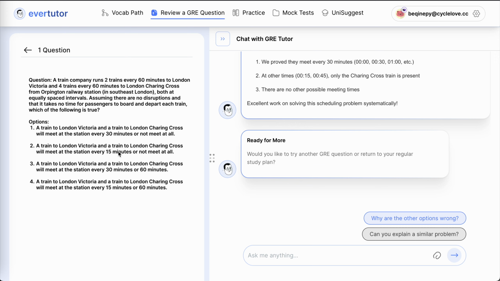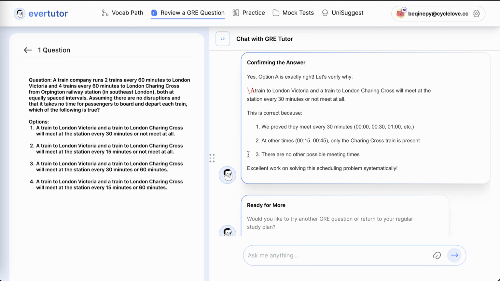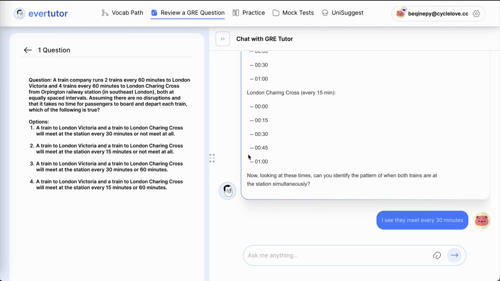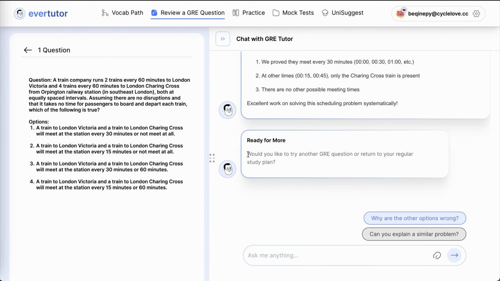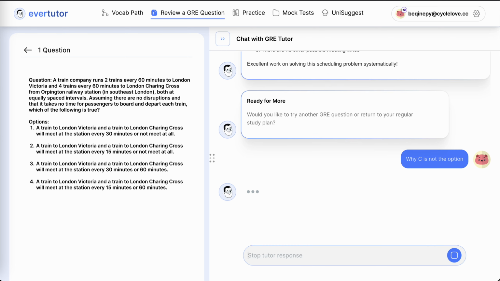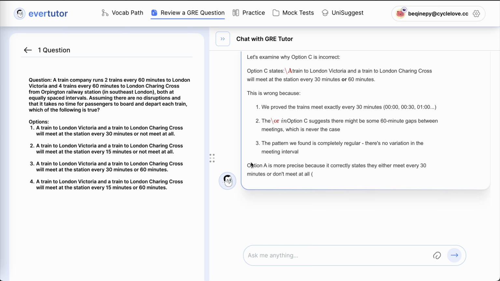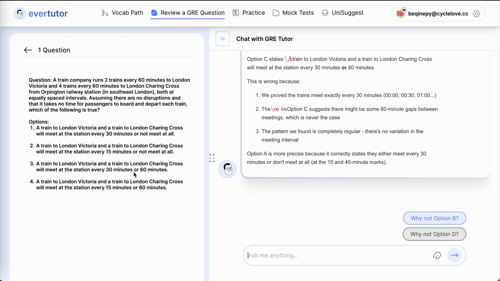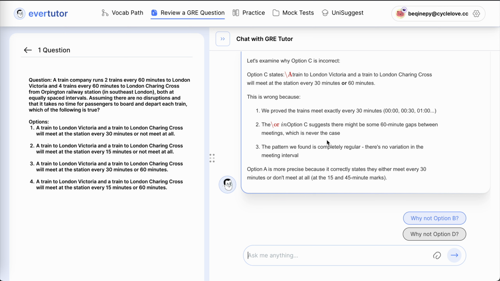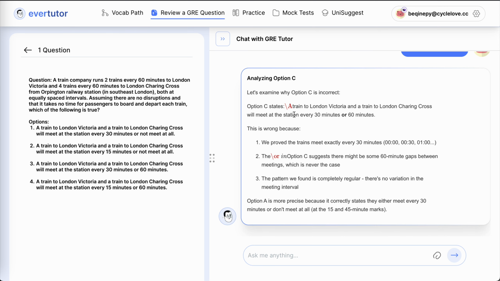One doubt that a person had was why the answer is not C, because they meet every 30 minutes or every 60 minutes. When we look at it, that's actually true. But the problem with that is it's assuming that they meet every 60 minutes. We have already proved that it is every 30 minutes. So there is no scope of being at 60 minutes.